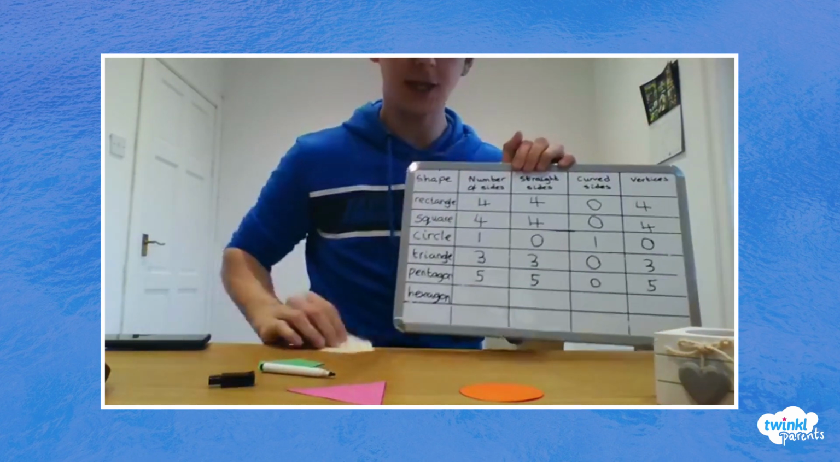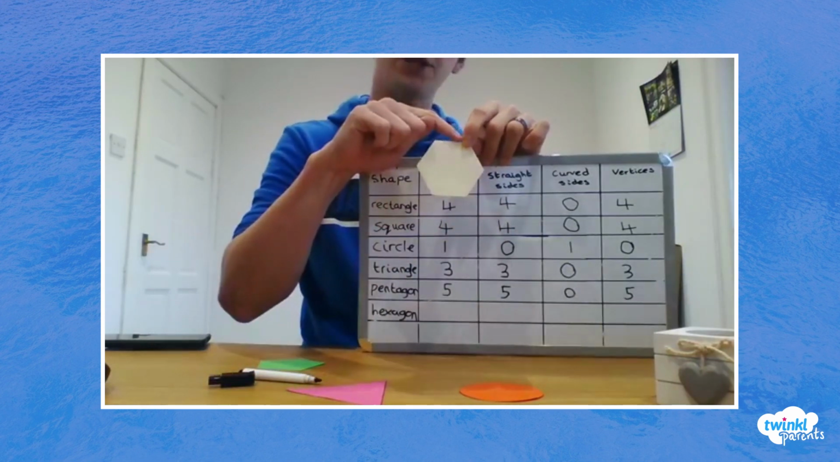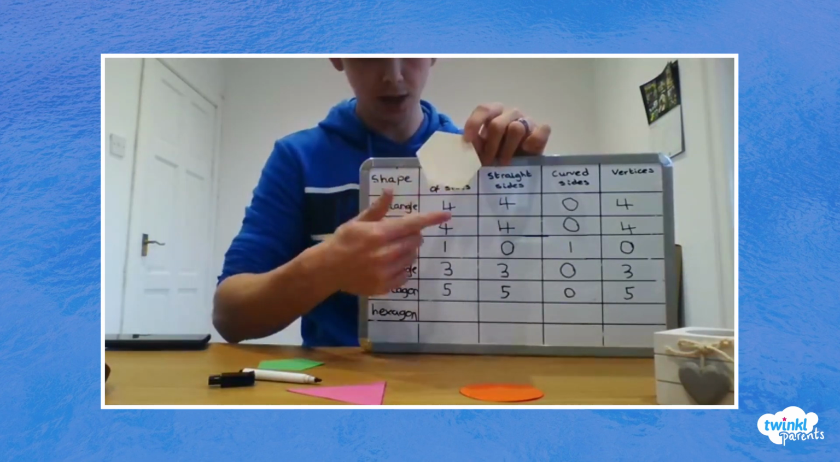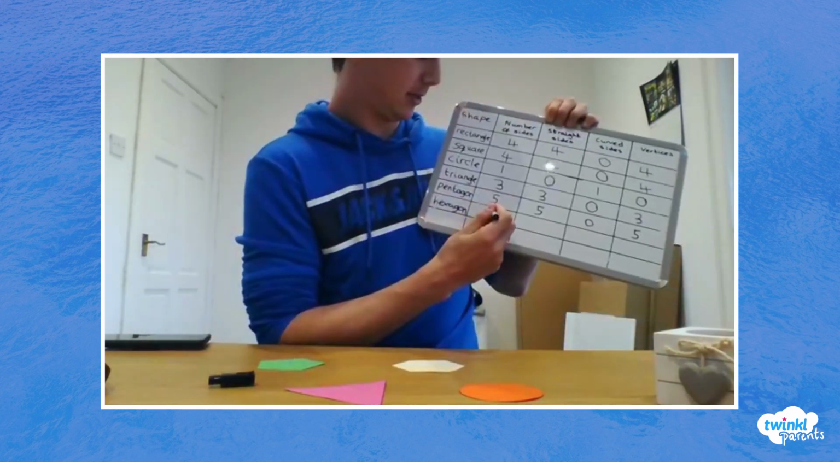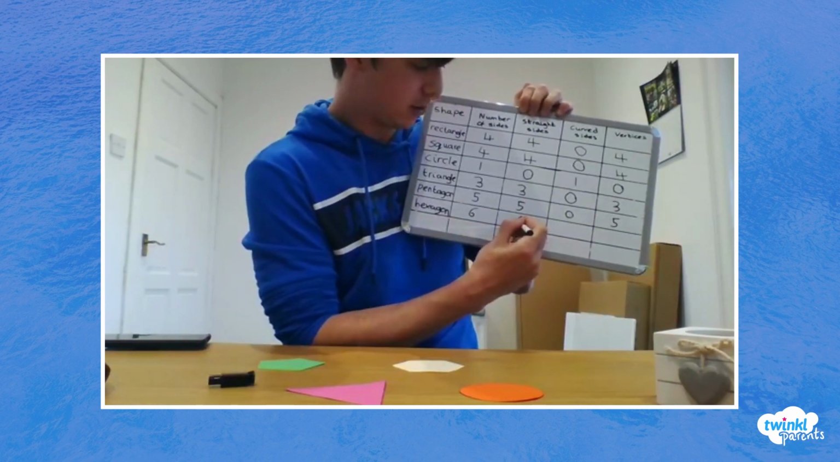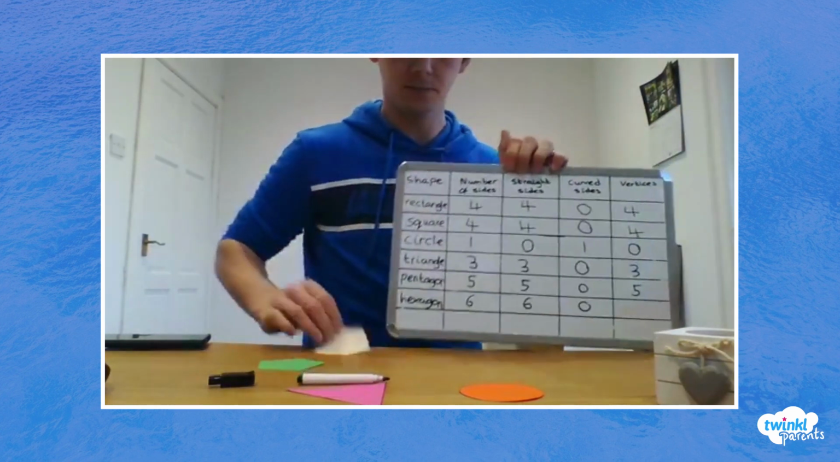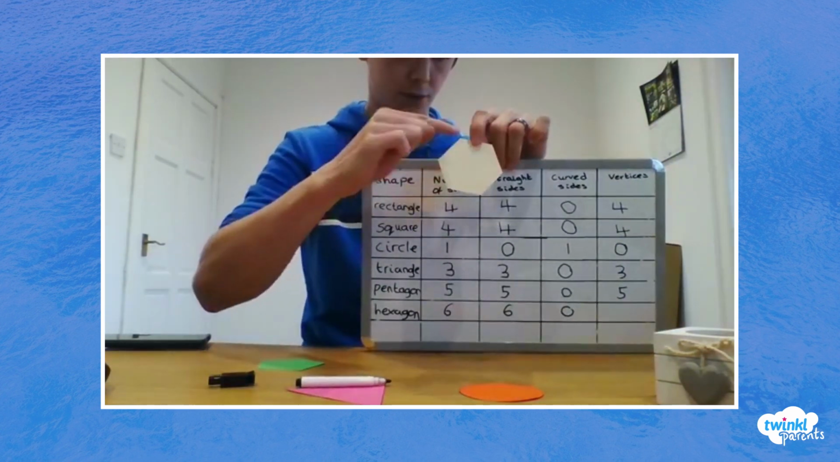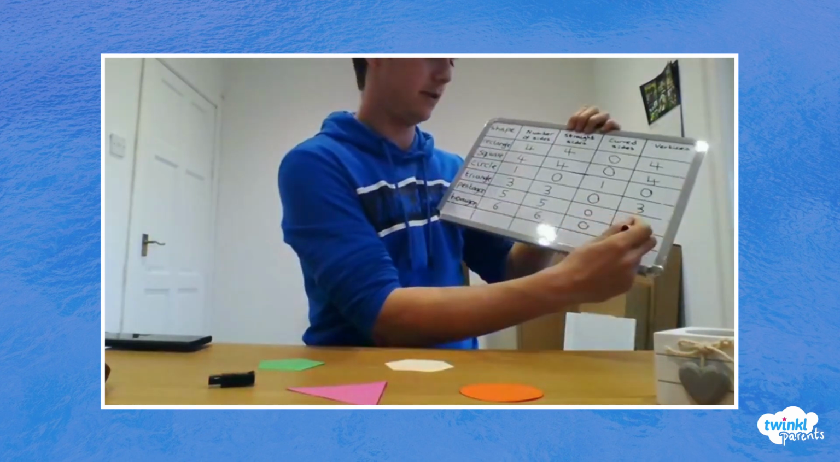And there are the properties to help you remember what its name is. It has how many sides? 1, 2, 3, 4, 5, 6. Six sides. All six of them were straight. None of them were curved. And how many vertices again? Let's count them. 1, 2, 3, 4, 5, 6 vertices.